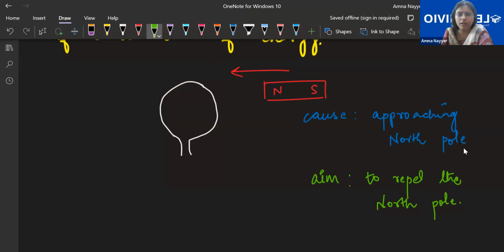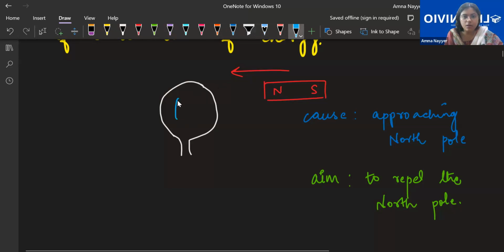To repel the North Pole. If the North Pole is repelled away, the whole problem is solved. The cause that was producing it will be opposed. Right? Now tell me one thing, how can the North Pole be repelled? We have to put another North Pole. Exactly, very good. One more North Pole. It means if this coil somehow develops a north polarity, the North Pole will be repelled away.